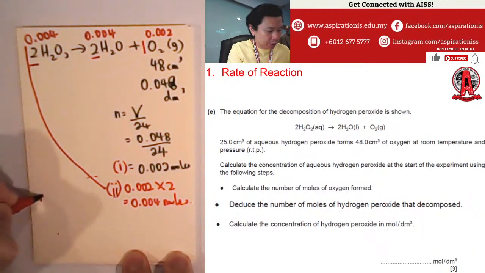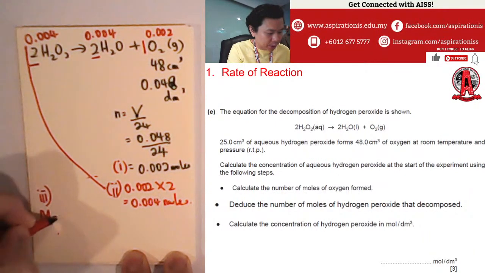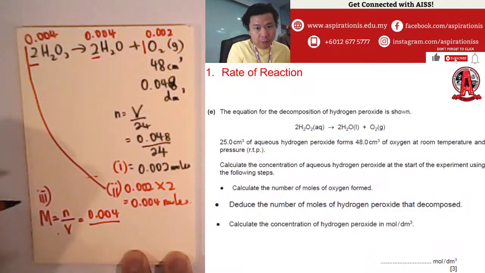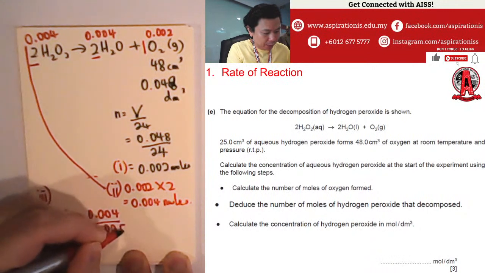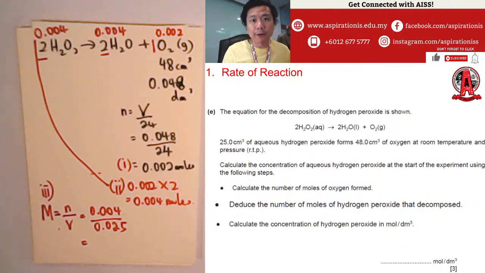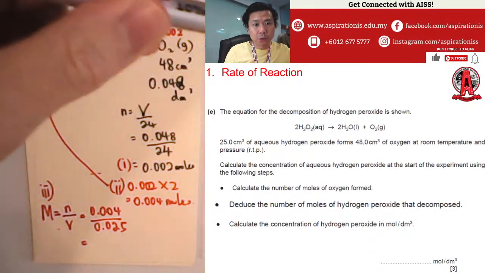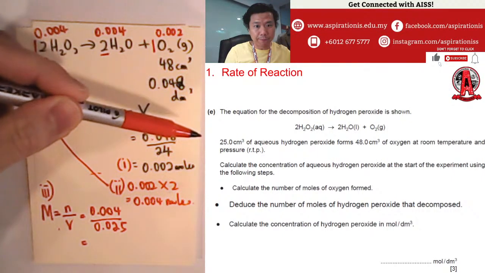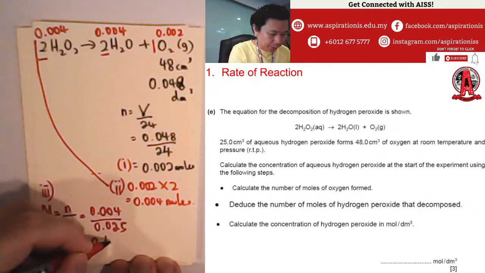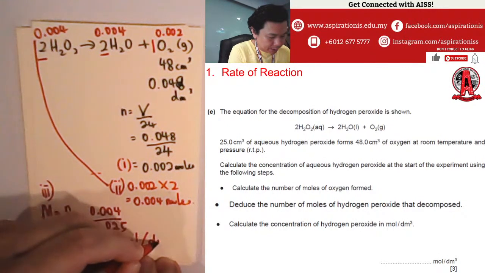Well, the concentration of hydrogen peroxide, the concentration is mole over volume, right? So the mole is 0.004 and the volume is 0.025. I hope you know where we got the 0.025 from. We got it from this 25, you divide by 1,000, because that is the unit of decimeter cube. So it's 0.16 mole per decimeter cube.